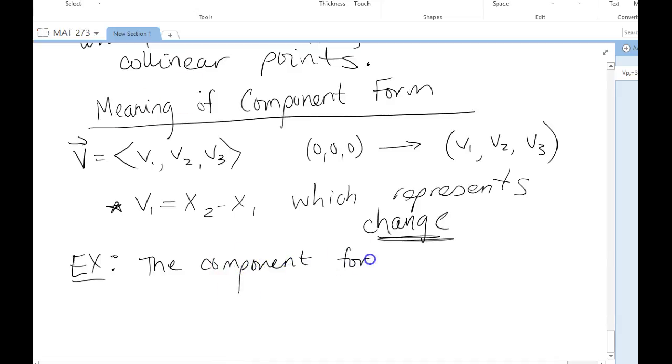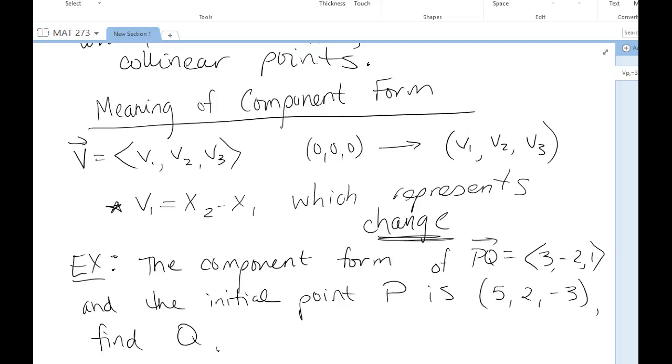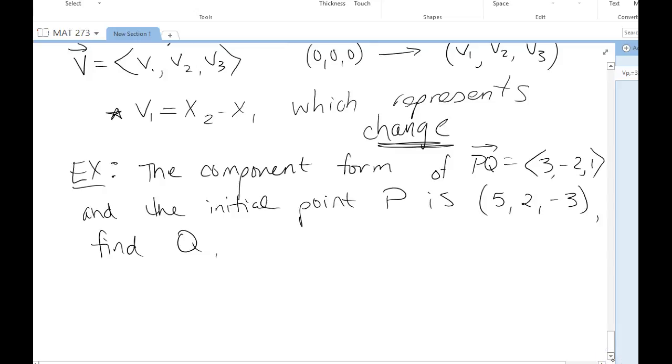If we know that the component form of PQ is (3, -2, 1), and the initial point P is at (5, 2, -3), find Q. We could use a formula for this, but think of it more as what does component form mean, what information were we given, and what are we asking for?